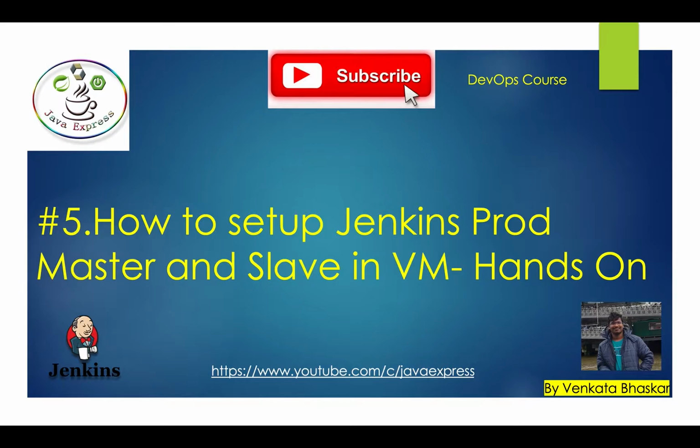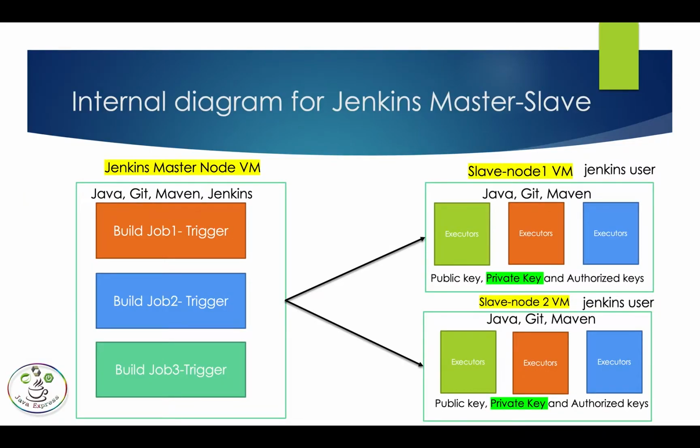In the previous section I explained what the Jenkins master node and the slave node are, and why they are important. We also discussed the diagram, like which software is required in the master node and the slave node. So this is the whole internal diagram of the master and the slave node.